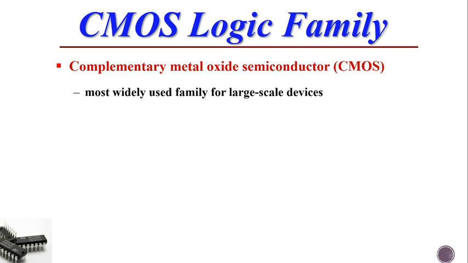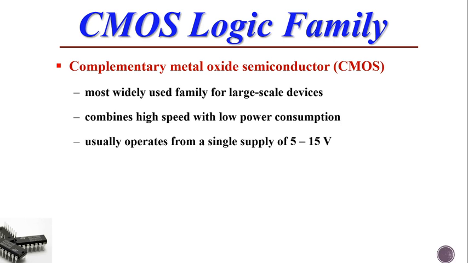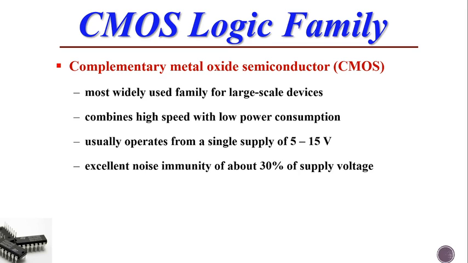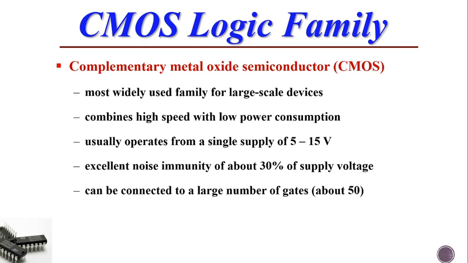The CMOS family is the most widely used family for large-scale devices. It combines high speed with low power consumption. This is the specification of the CMOS family: the ICs from this family consume less power, and they are operated from a single power supply of 5 to 15 volts. It has an excellent noise immunity of about 30% of the power supply, and it can be connected to a large number of gates, about 50.